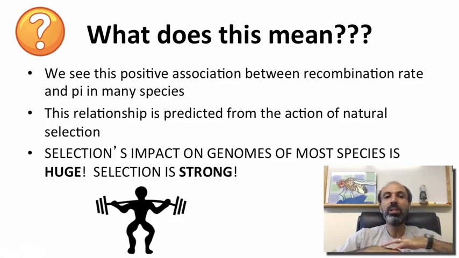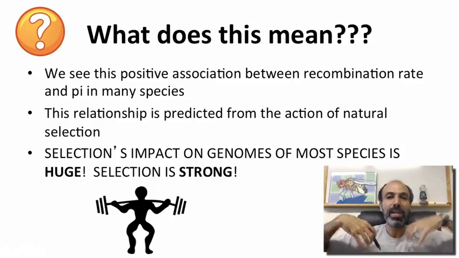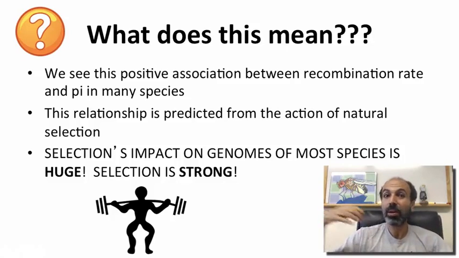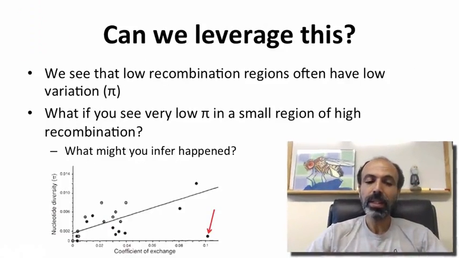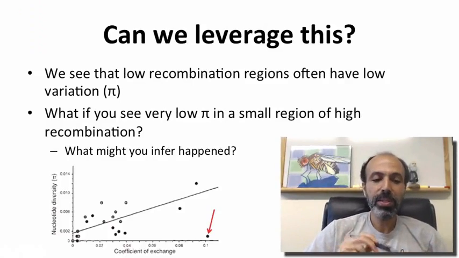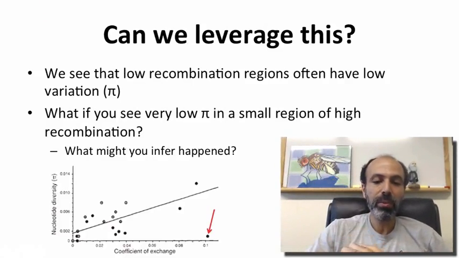That basically selection is happening all the time. We have adaptive variants spreading within species all the time, and that's creating this overall pattern. Selection is strong. Darwin was right. Well, let me ask you, can we leverage it? Well, the answer is yes, that we can leverage this in an interesting way.